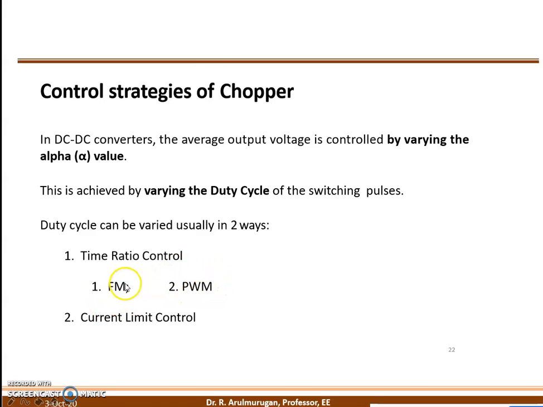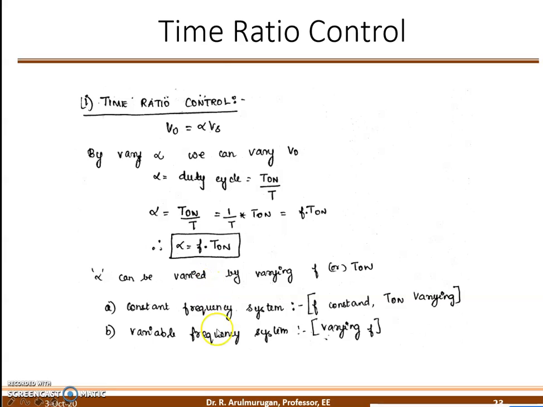So in that one, which one is constant frequency, and which one is variable frequency? Total time is constant means it's a constant frequency. Time is inversely proportional to the frequency. So pulse width modulation is another name for constant frequency modulation.